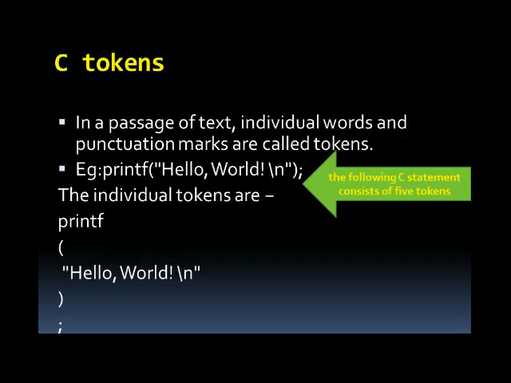So let's take an example. Suppose there is a passage, in that each and every word and even the punctuation together are called tokens. For example, here: printf("hello world"); In this particular sentence you have 5 tokens. That is, printf is a token, the opening bracket, the closing bracket is a token, this hello world string is a token, and the semicolon is a token.